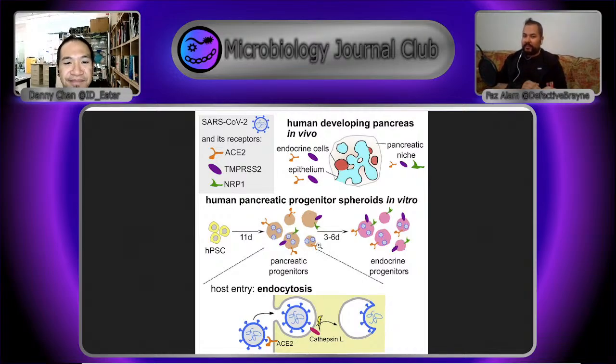Yeah. I think the strength of this is how they look at the endocytosis pathway. They look at the main things that play big roles in entry. So yeah, ACE2, TMPRSS2, and they also look at NRP1, which I think we've talked about a little bit, where if it gets cleaved in a certain way, it exposes a peptide that allows SARS-CoV-2 to fuse.